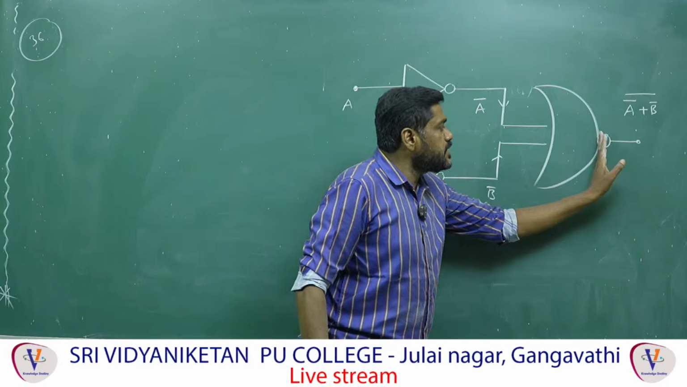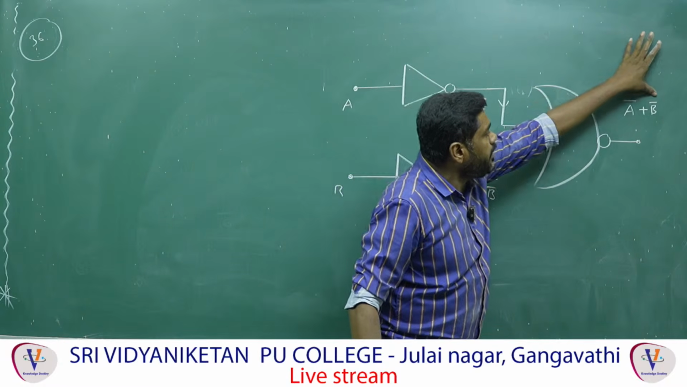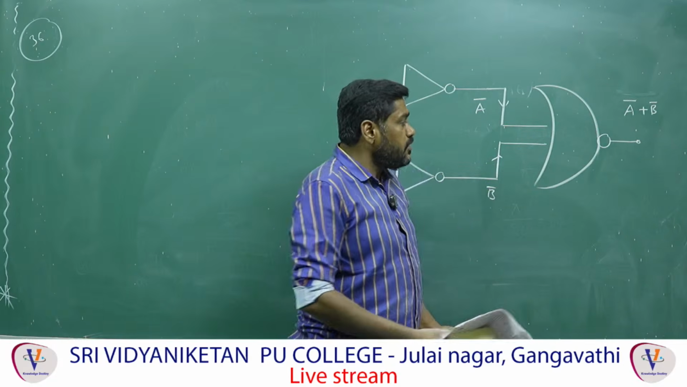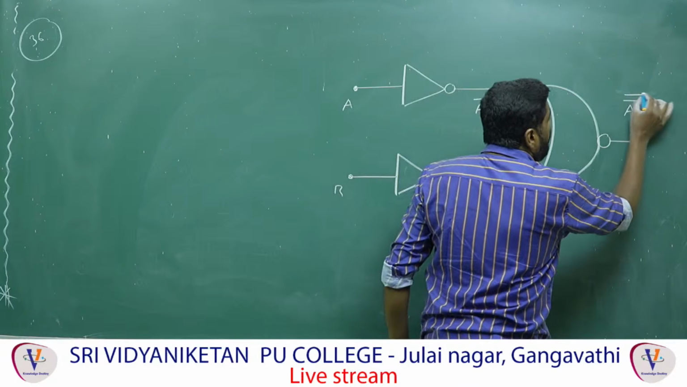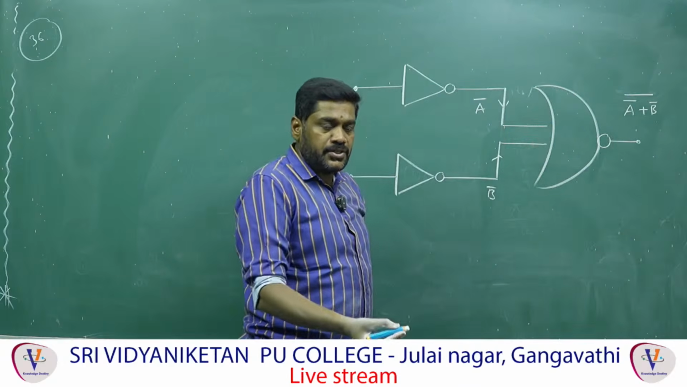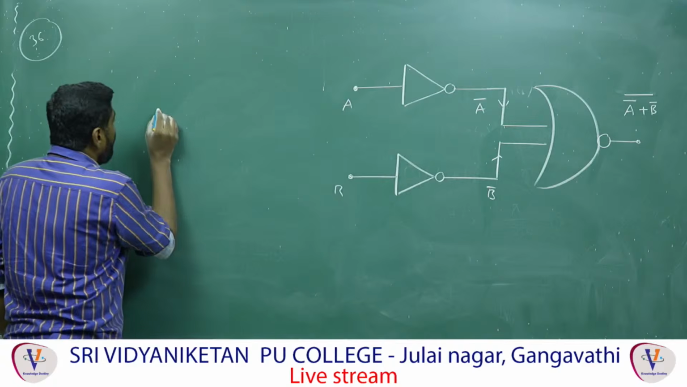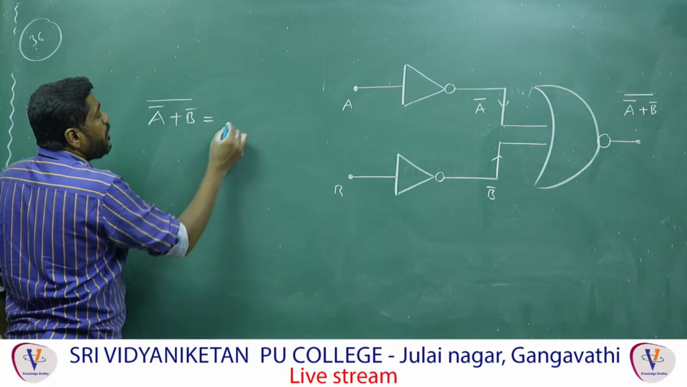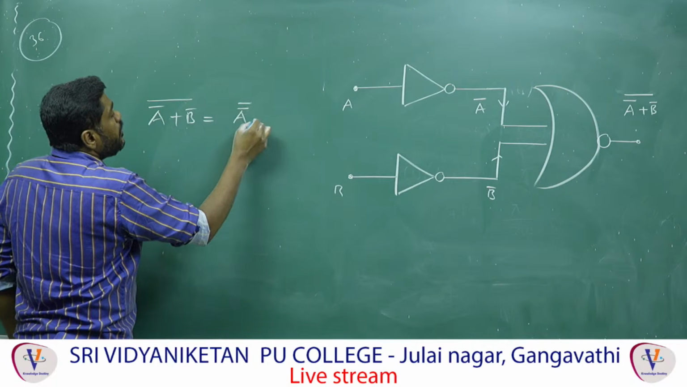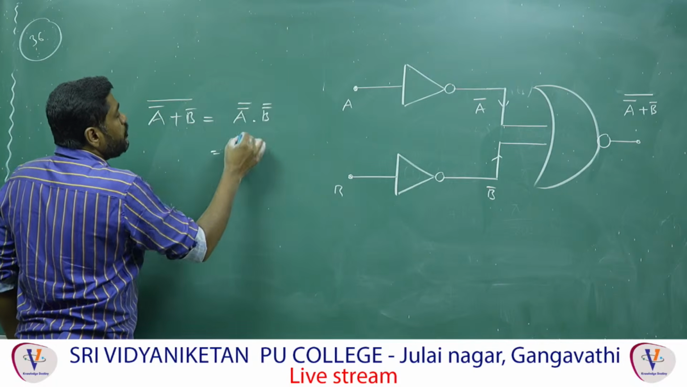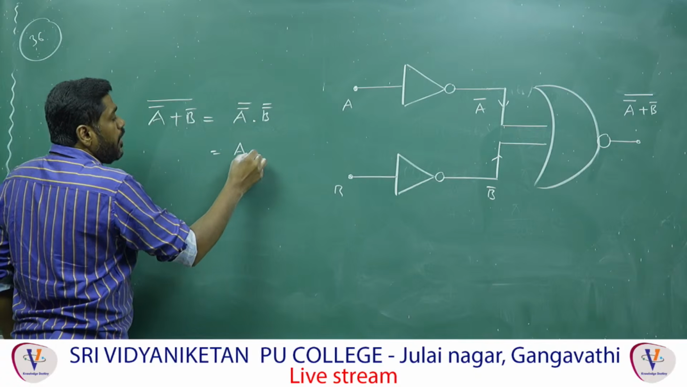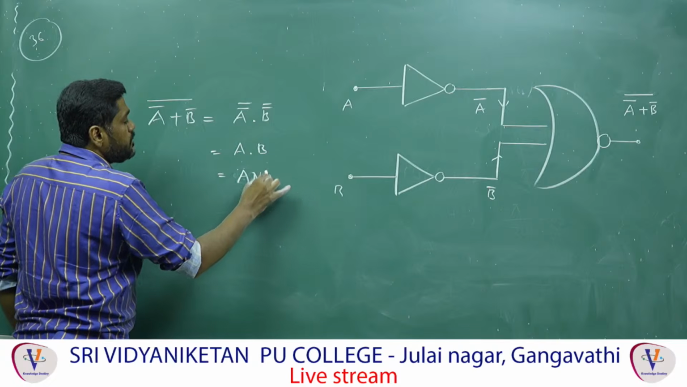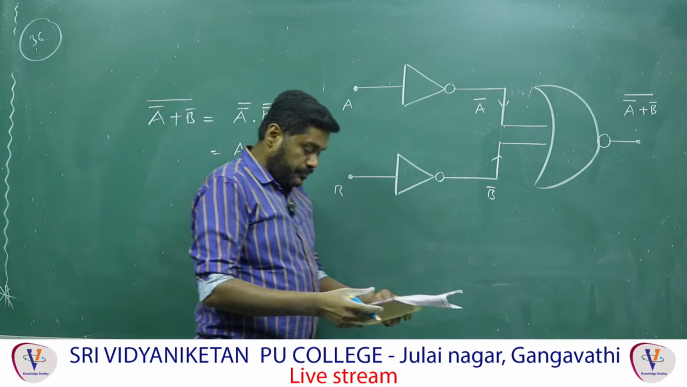If this circle is not there, we can say A bar plus B bar, that is the OR gate only, but this circle indicates the opposite, so it is opposite to the OR gate. According to Boolean algebra, A bar B bar whole bar is equal to A bar bar dot B bar bar, that is equal to A and B. Therefore A and B is the AND gate answer, okay.